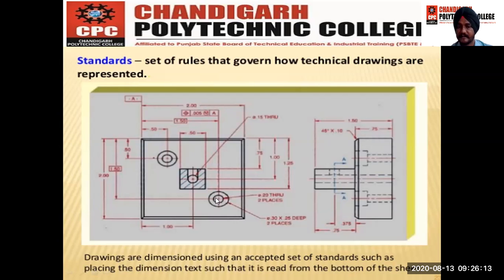So all these standards are used to indicate the dimension of an object. You can indicate the dimension value perpendicular to the dimension line or parallel to the dimension line. There are two methods in which you can indicate the dimension of the object. We will discuss in next slide.